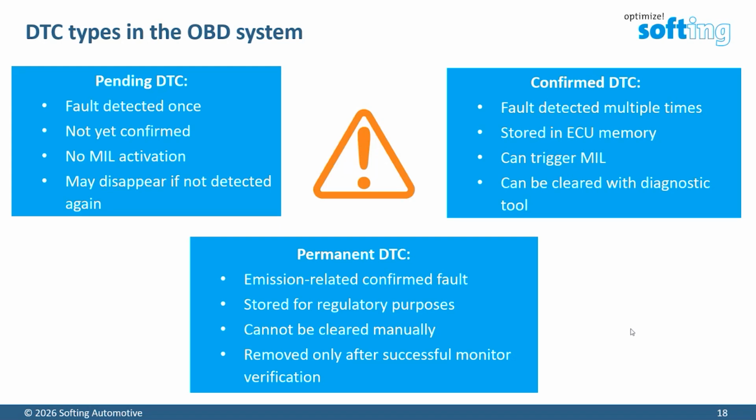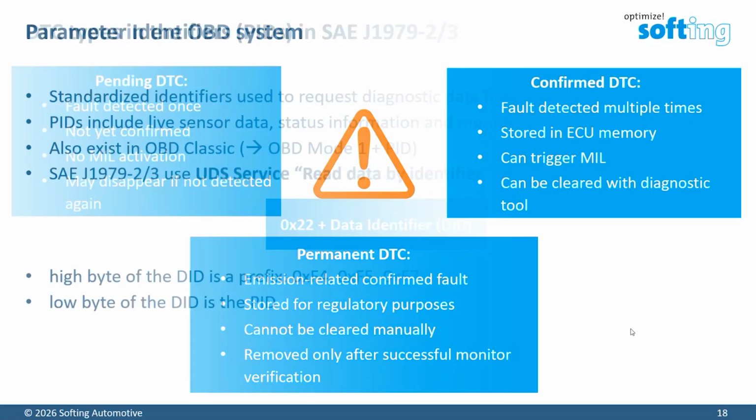So let's assume the catalyst is damaged or needs to be exchanged. Then we have to repair it. And after this, we need additional drive cycles to have a successful monitor verification. Then the ECU software will remove the permanent DTC. And we're going to see pending DTCs, confirmed DTCs, and permanent DTCs in our application, in our demo.